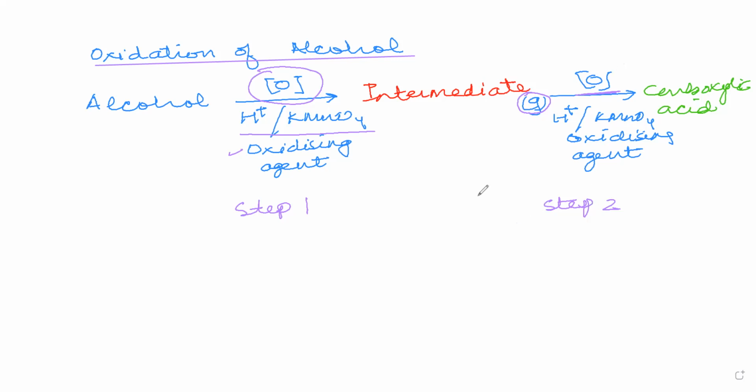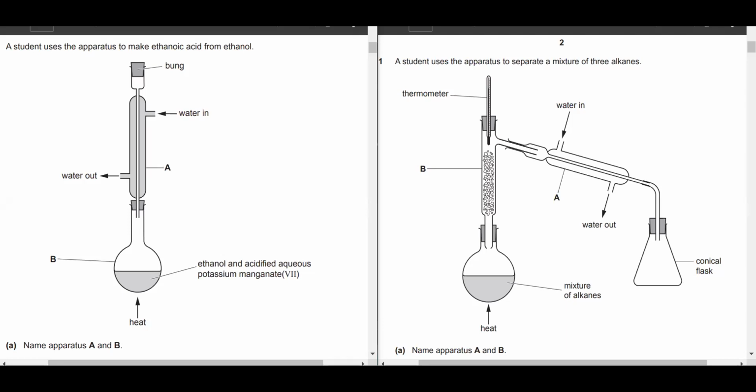Now let's see how this apparatus setup helps us in this particular process. As I've explained, alcohol does not directly oxidize into carboxylic acid. Here the alcohol is reacting with an oxidizing agent, acidified potassium permanganate, and it gives an intermediate that exists in the gaseous form. So definitely it's going to rise up, and we have a condenser attached as in A.